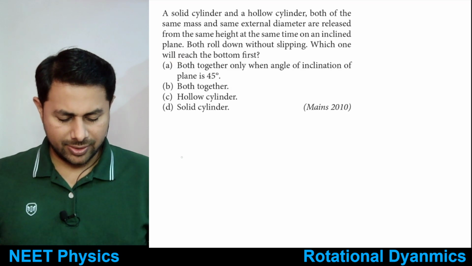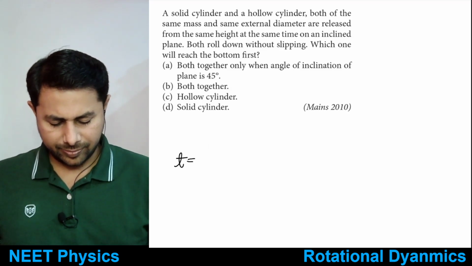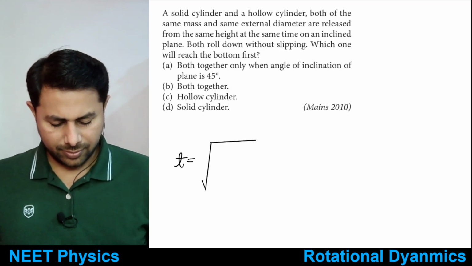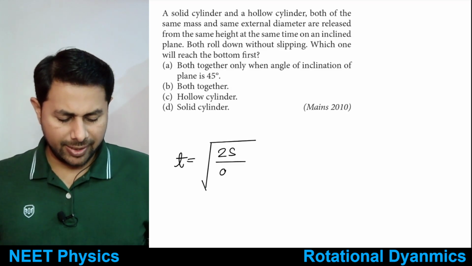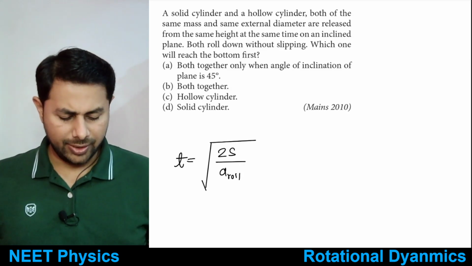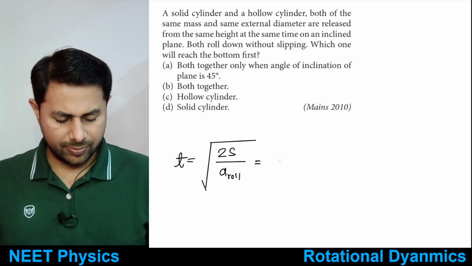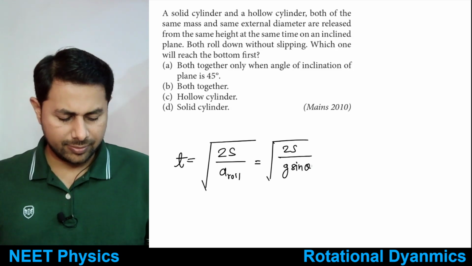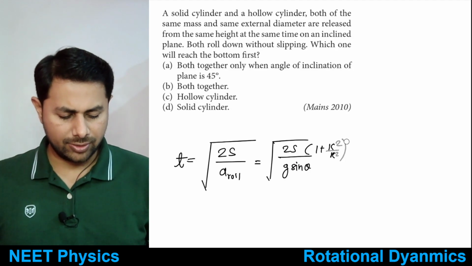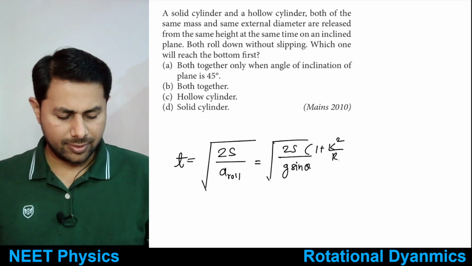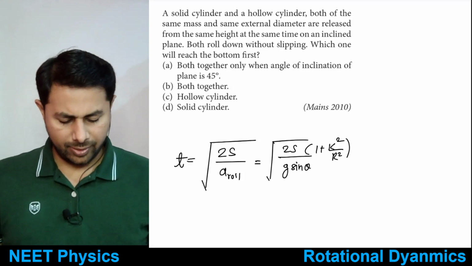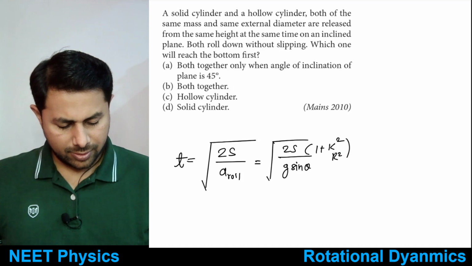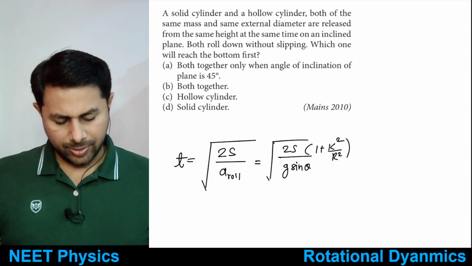So we know that T is equal to what? It is square root of 2s divided by acceleration in rolling motion. Okay, and which is equal to square root of 2s divided by g sine theta multiplied by 1 plus k square upon r square. Okay, so this is the formula, right? Okay, it's option D. Let's check.